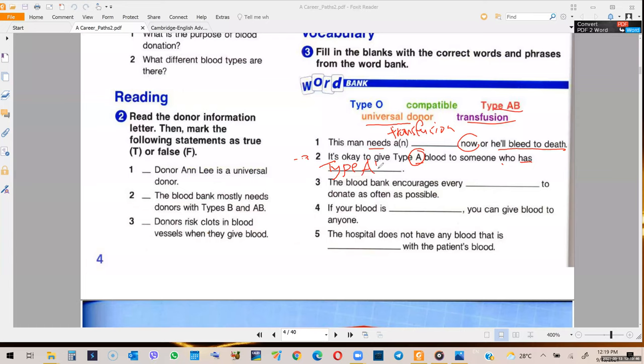Number three, the blood bank encourages someone to donate as often as possible. What's the answer? Not type O, no. Yes, good, Lina. Lina answered the question, and Aya, and Malak and Marwa, and Hanin also. So this is universal donor, very good.